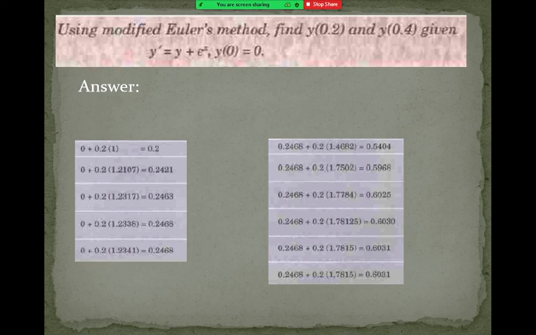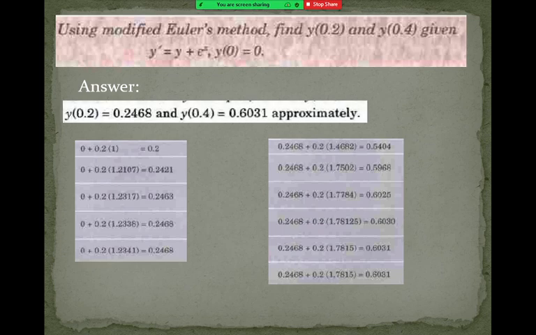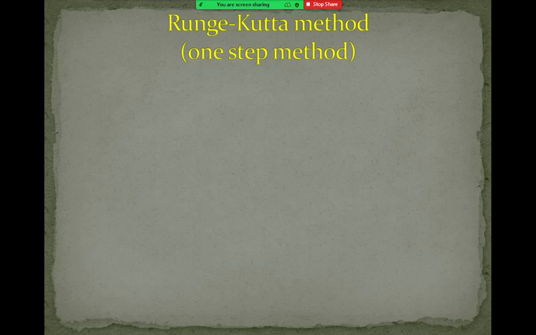Okay, come to the last method now. These are the answers here. y of 0.2 is 0.2468 and y of 0.4 is 0.6031 approximately in 2 steps there. Okay, that's one. So the last method is the RK method, the Runge-Kutta method.